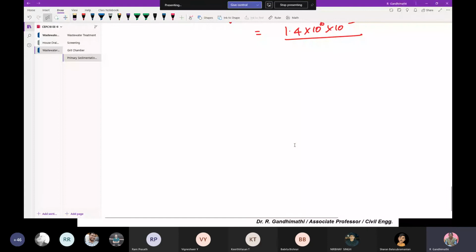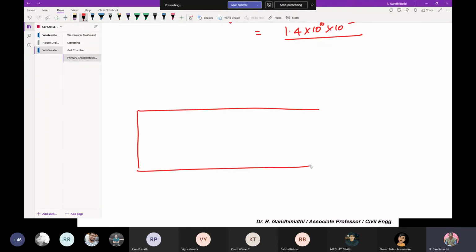Maybe in the plan you can see the chamber is like this. What is the length of the chamber? It is 11.2. Then what is the width of the chamber? 3.7 meter. Okay.